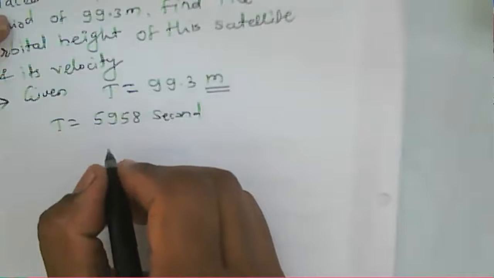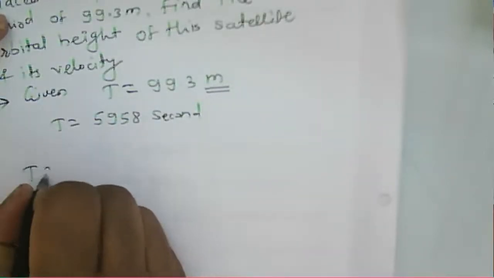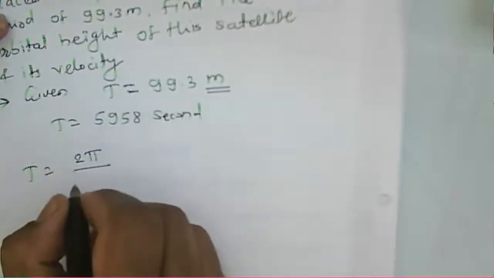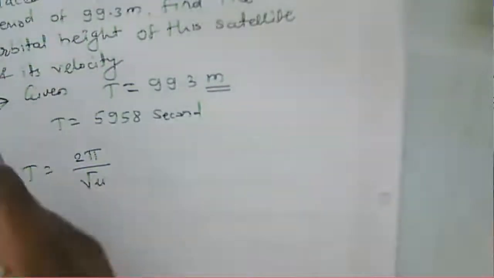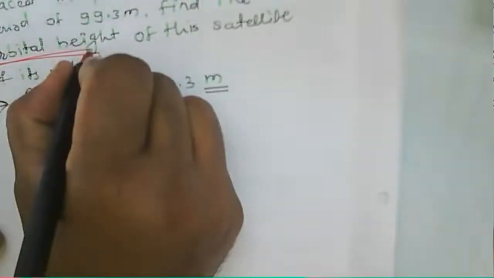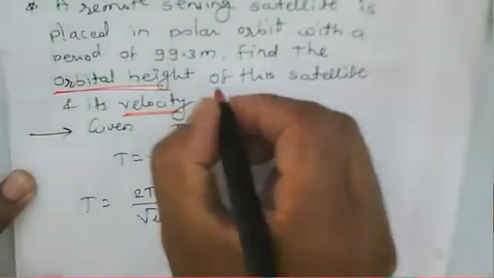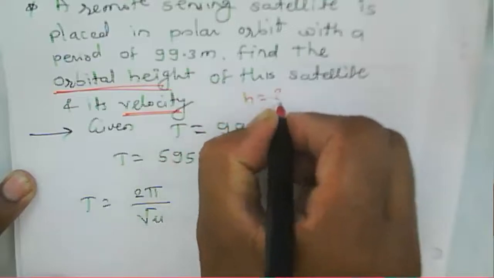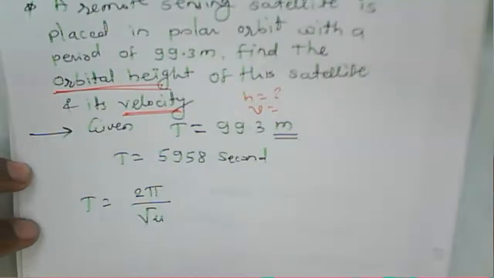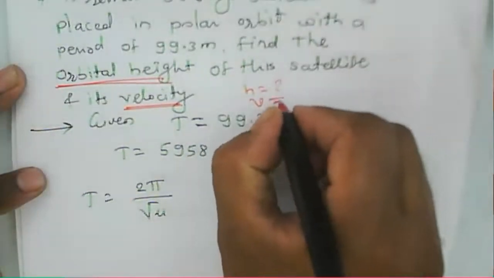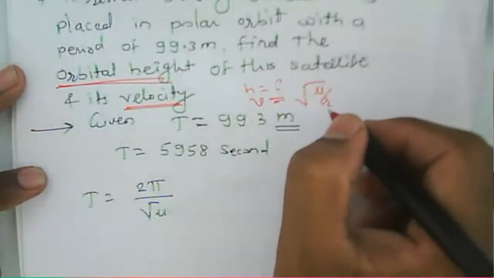Now we know that Kepler's third law, that Kepler's third law is what? T is equal to twice pi by under root of mu. Because our aim is about to find the orbital height and our aim is about to find its velocity v. Means we need to find out the orbital height, that's altitude, and what will be the velocity. So to find out the velocity, we know that v is equal to under root mu by r here. That is about the velocity equation.